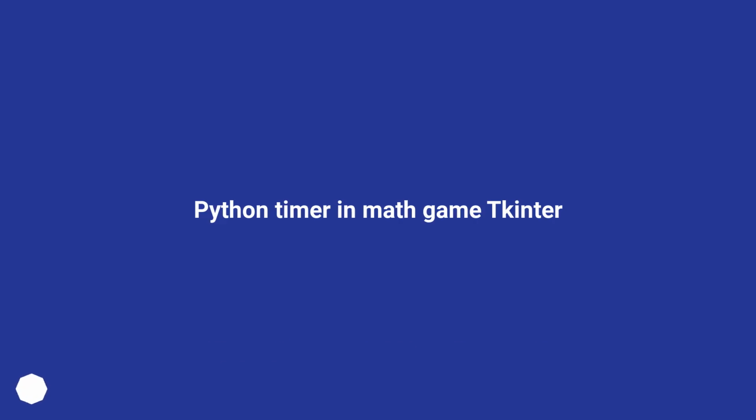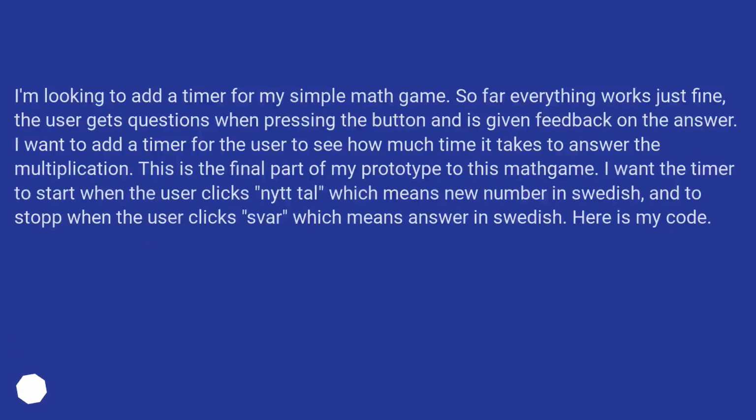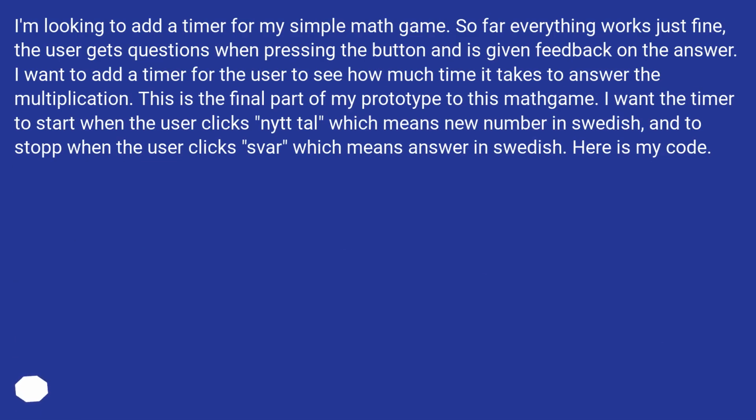Python timer and math game Tkinter. I'm looking to add a timer for my simple math game. So far everything works just fine. The user gets questions when pressing the button and is given feedback on the answer. I want to add a timer for the user to see how much time it takes to answer the multiplication. This is the final part of my prototype to this math game.